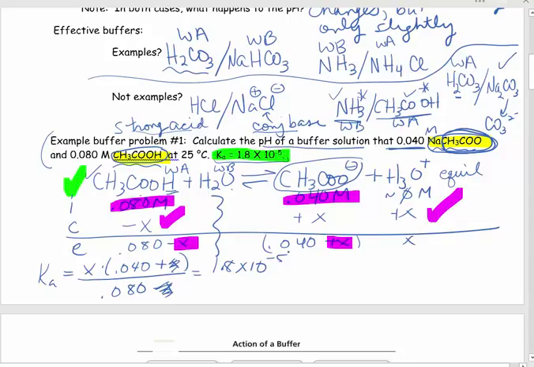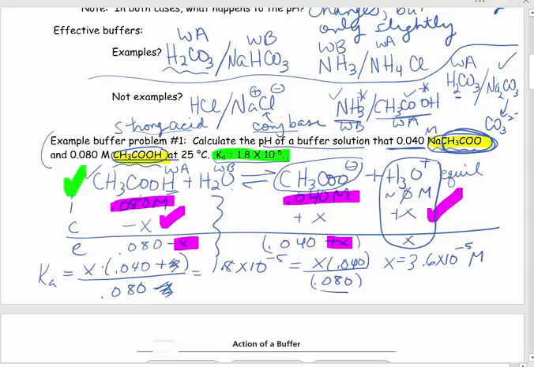So our problem ends up being 1.8 times 10 to the minus fifth equals X times 0.04 divided by 0.080. We solve for X, we multiply both sides times 0.08. We divide both sides by 0.04. We get X equals 3.6 times 10 to the minus fifth molar. That is our hydronium ion concentration. So we just take the minus log of that X, and that will give us our pH, which is 4.44.